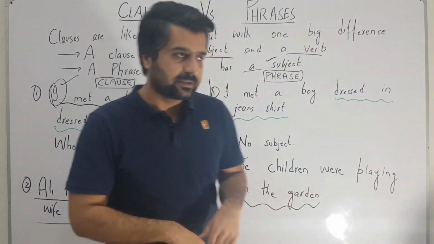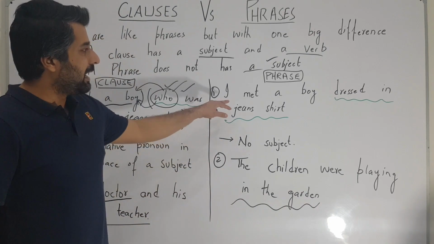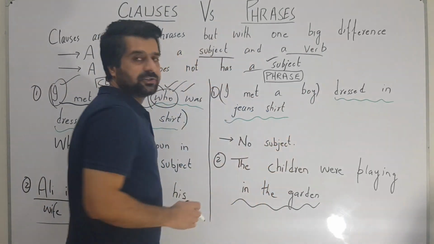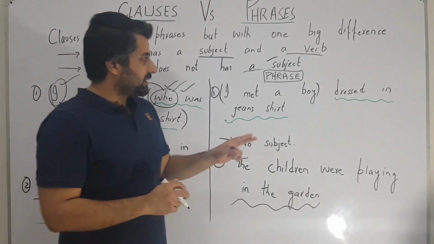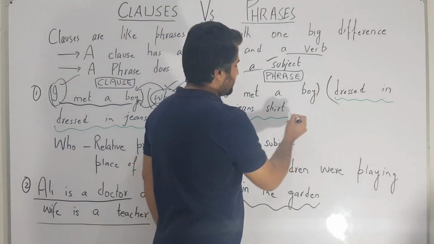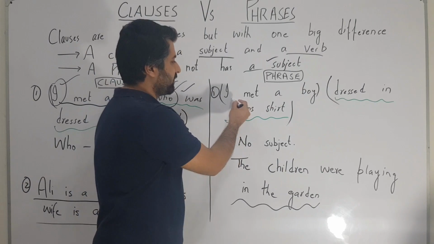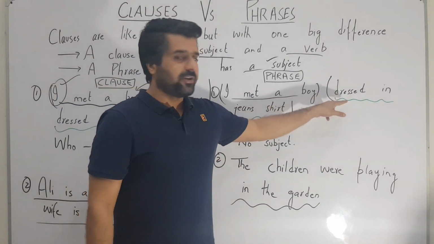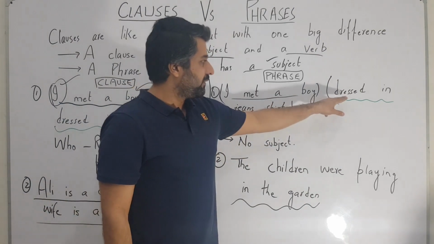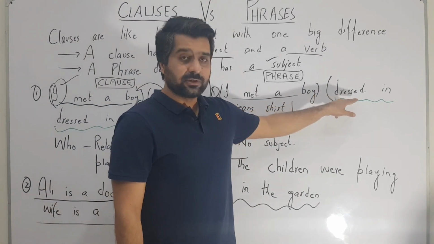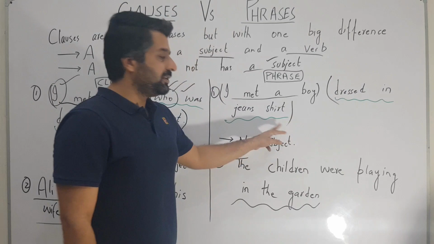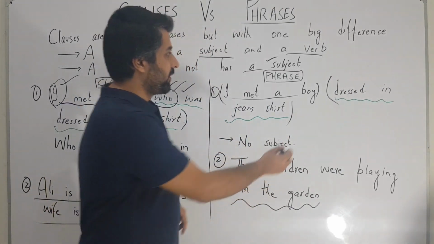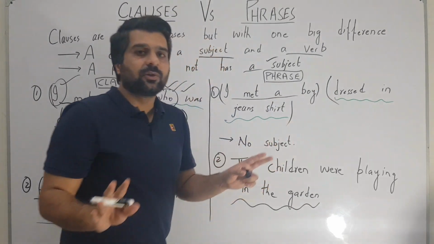Now let's consider an example of a phrase. I met a boy dressed in a jeans shirt. So in this sentence, this is a phrase, dressed in jeans shirt. This is not a phrase, this is a sentence: I met a boy dressed in green clothes. Now if you observe the construction of this sentence, dressed in jean shirt, there is no subject.